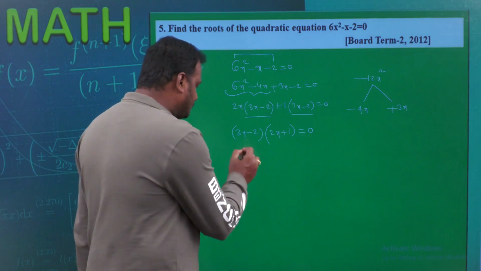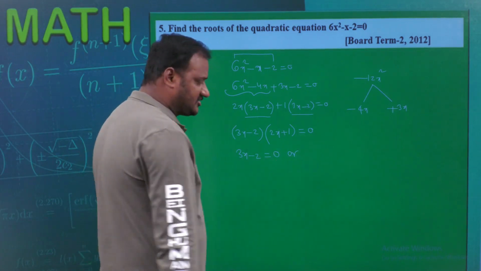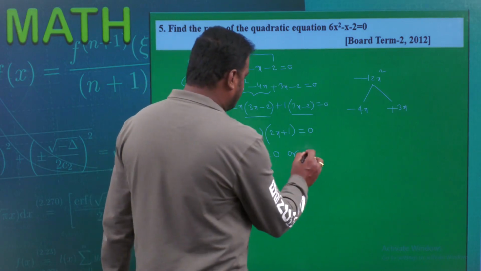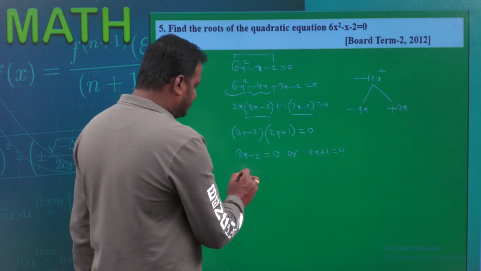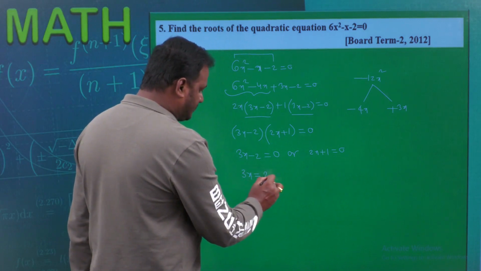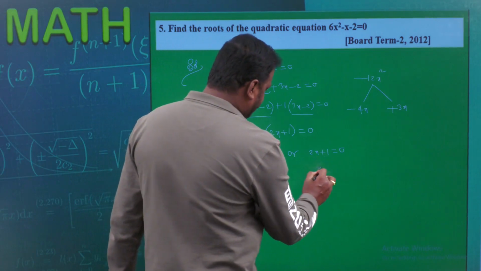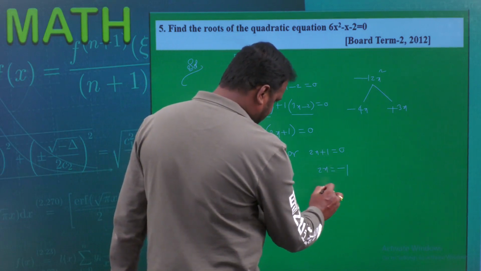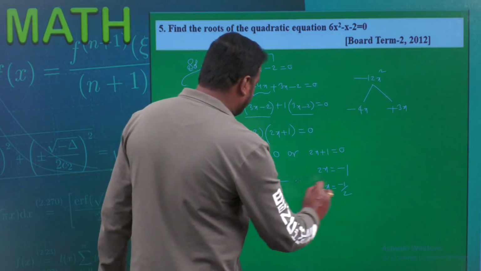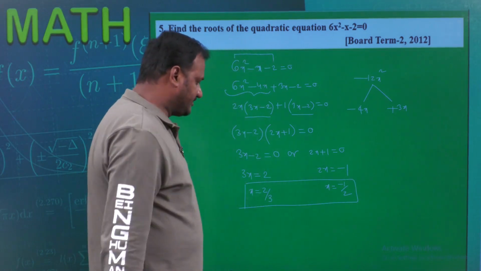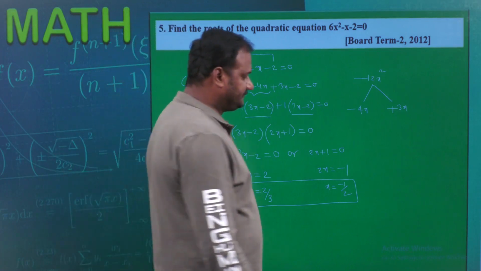3x minus 2 can be 0 because the product of two terms equal to 0, then either the first term equals 0 or the second term equals 0, that is 2x plus 1 equals 0. If 3x minus 2 equals 0, then 3x equals 2, x equals 2 by 3. If 2x plus 1 equals 0, then 2x equals minus 1, x equals minus 1 by 2. Therefore, the roots of the quadratic equation are 2 by 3 and minus 1 by 2.